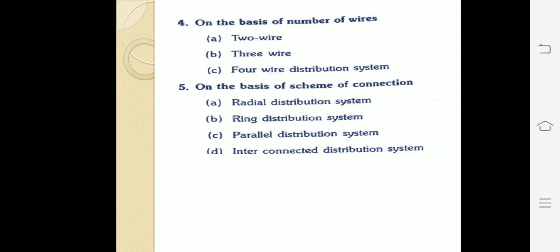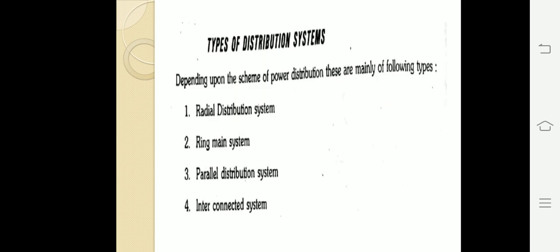Next, basis of scheme of connection. This is what is important here, scheme of connection. So radial distribution system, ring distribution system, parallel distribution system, interconnected distribution system. This one is very important, you can learn it. So on the basis of scheme of connection, the first one is radial distribution system, second ring distribution system, third parallel distribution system, and the fourth one is interconnected system.